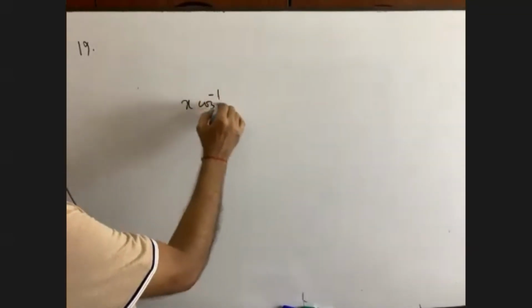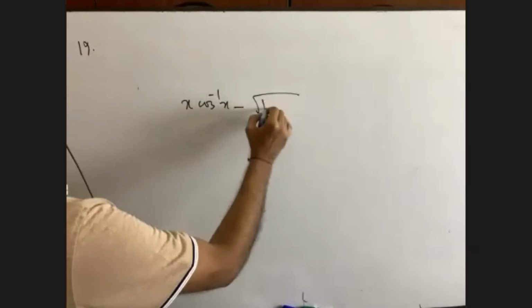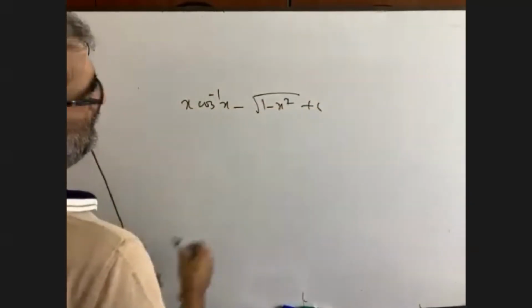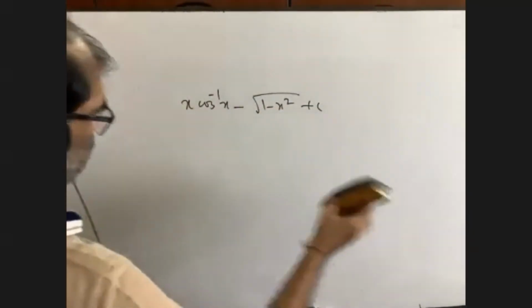The answer was x cos inverse x minus root over 1 minus x square plus c. Okay, is this?